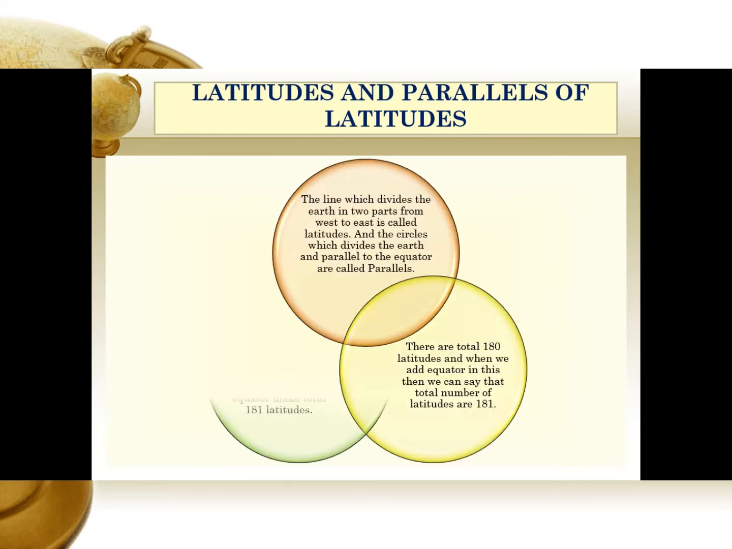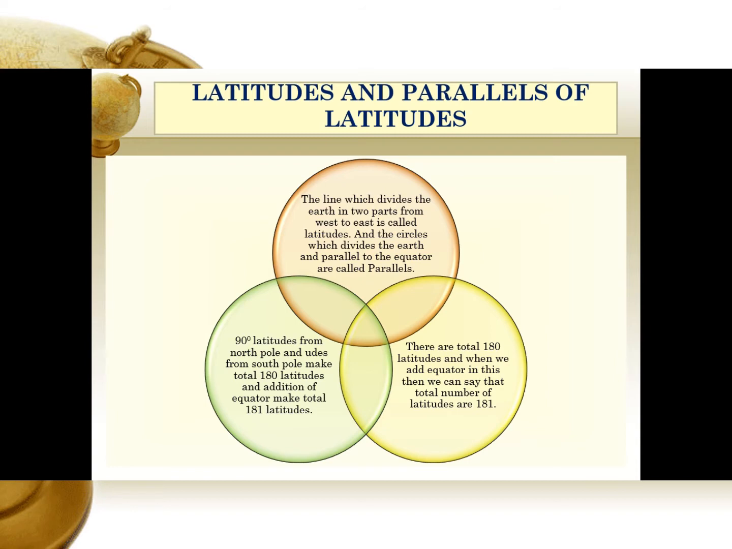Latitudes, and of course there are parallels of latitude. Parallels of latitude means the latitudes which are parallel to each other. The line which divides the Earth into two parts from west to east is called latitude. These lines divide the Earth from west to east. And the circles which divide the Earth and are parallel to the equator are called parallels.